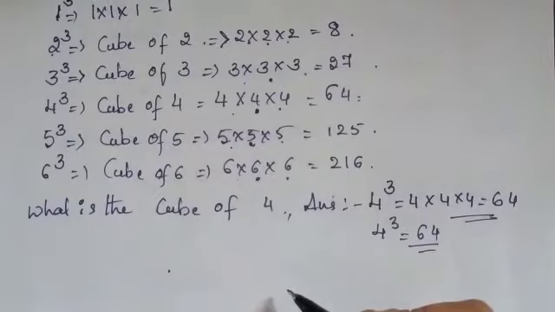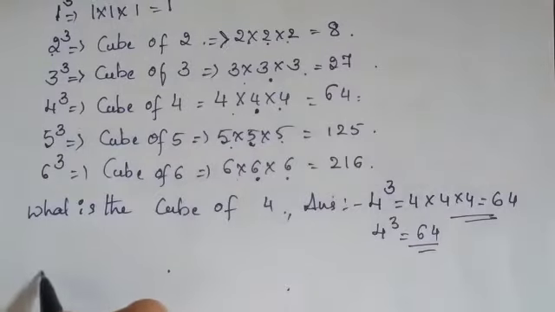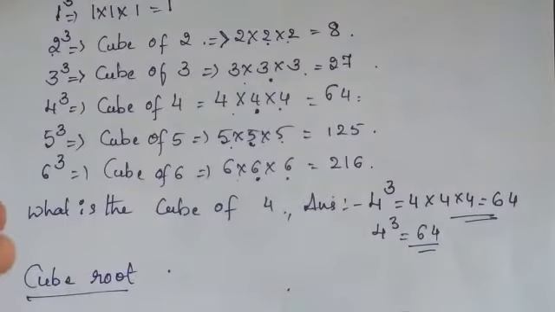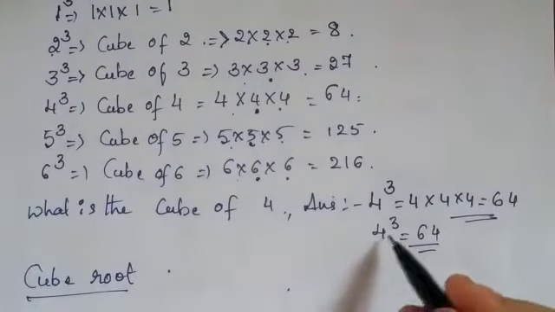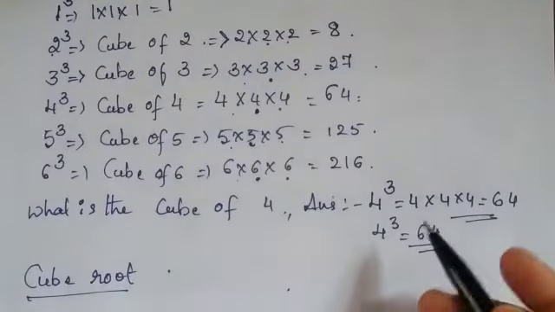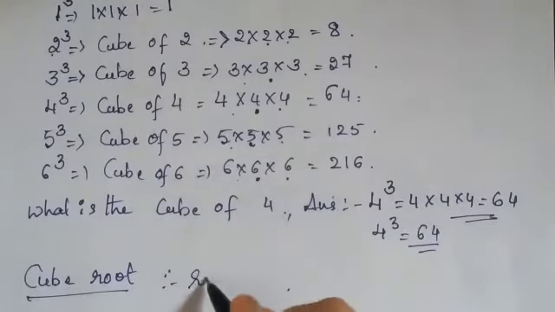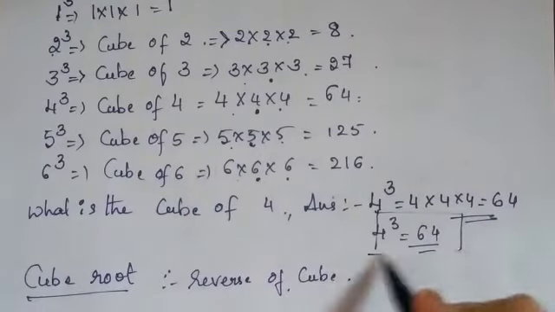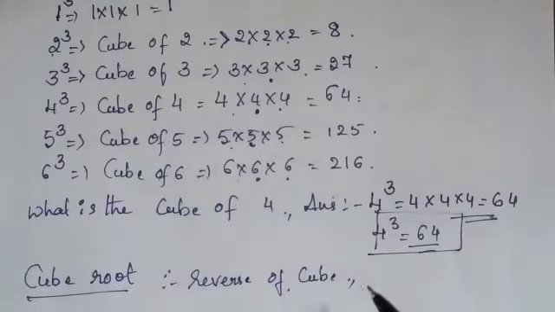Now the reverse of cube of a number is cube root. So the next topic is cube root. How are we going to find the cube root here? So you know, for example, what is the cube of 4? You multiply 4 three times. Cube root is the reverse of cube here. Reverse of cube means, so same example, I consider what is the cube root. Before that we have to know how we are going to represent cube root here.